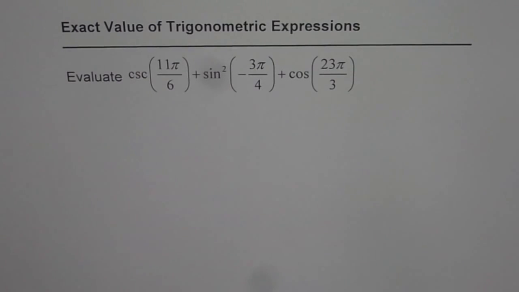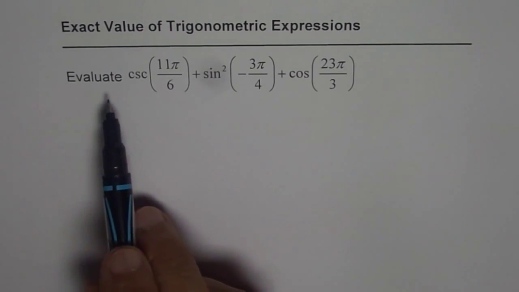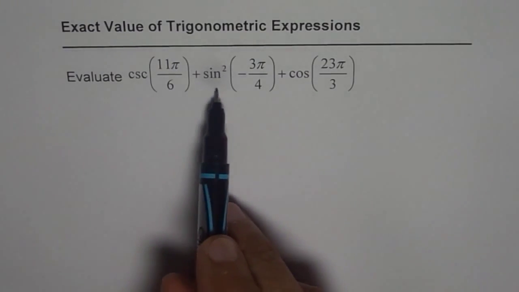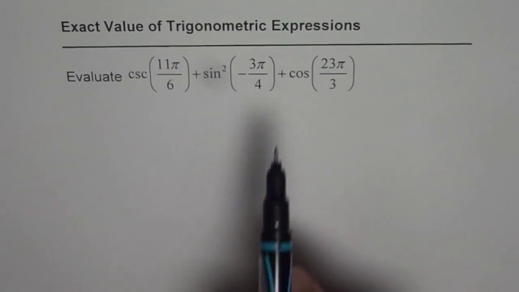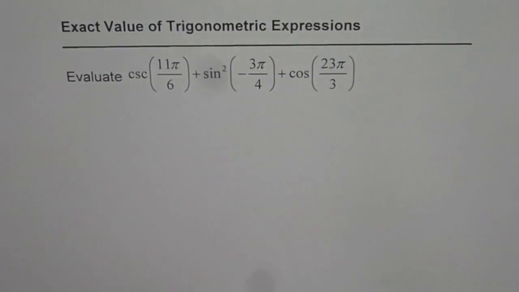Exact value of trigonometric expressions. I'm Anil Kumar and I'll show you a technique to solve such a question. Evaluate cosecant 11 pi by 6 plus sine square minus 3 pi by 4 plus cos 23 pi by 3.